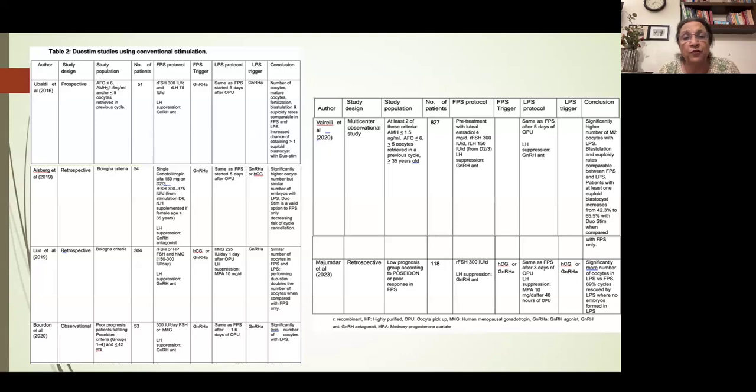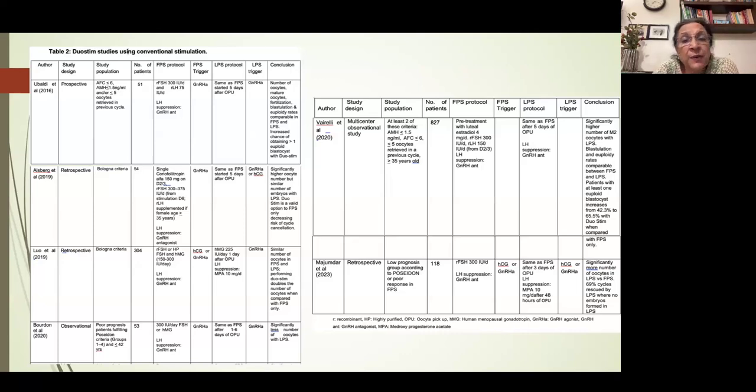who's from the group of Ubaldi only. And then our paper was published last year. Was it last year or this year? 2023, yes, last year. So all of us, Ubaldi said definitely the luteal phase, LPS, increased the chance of obtaining one euploid blastocyst with duostim in the luteal phase.